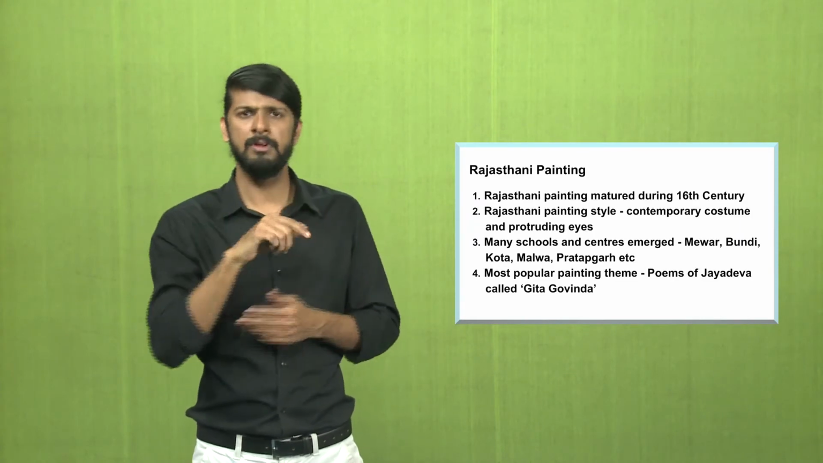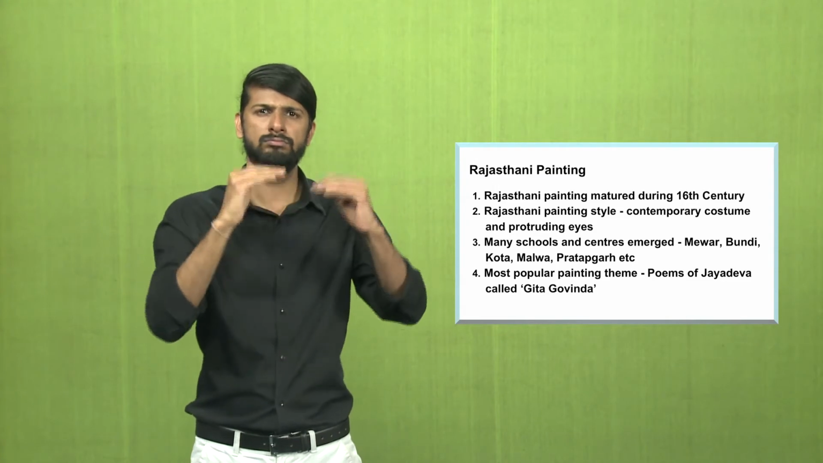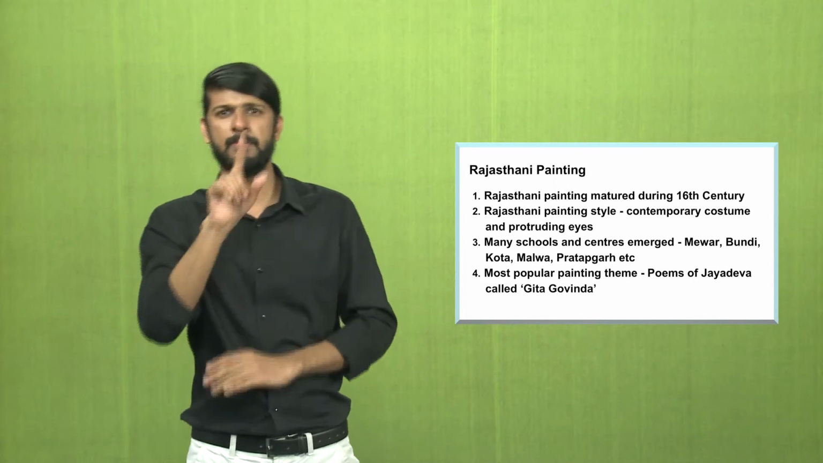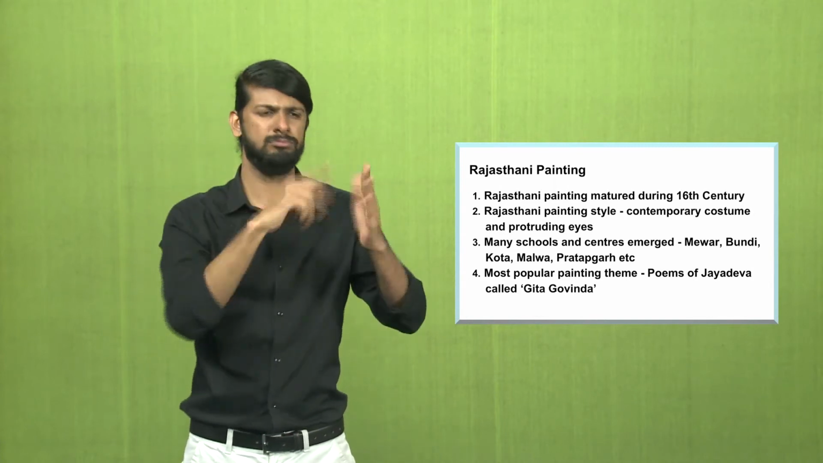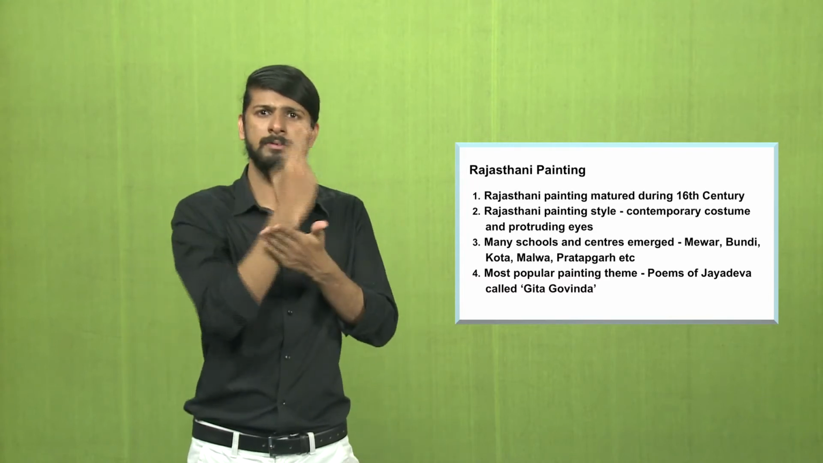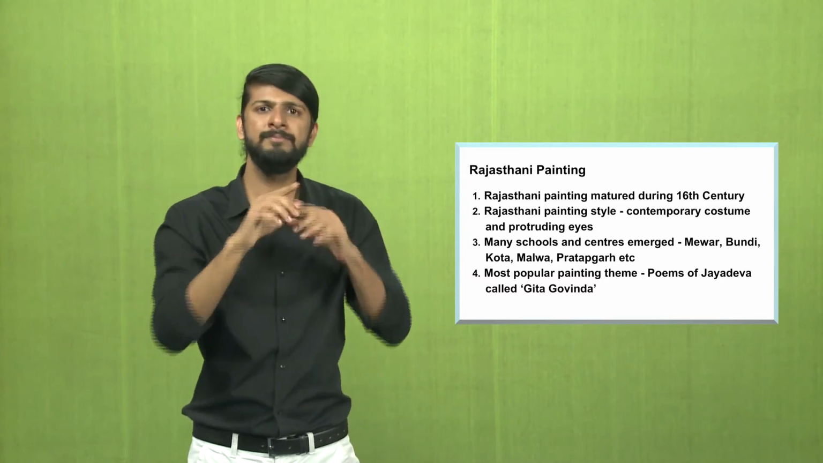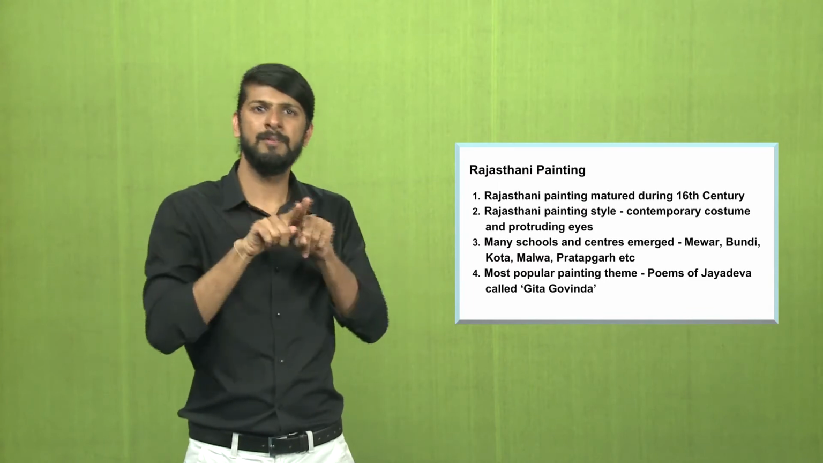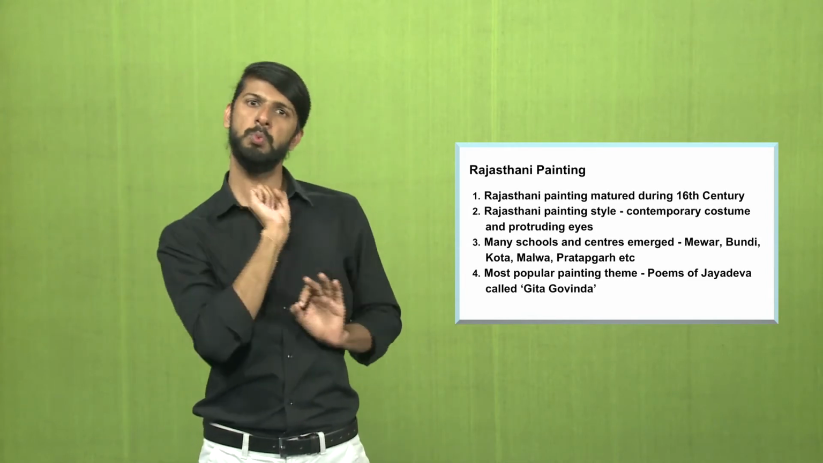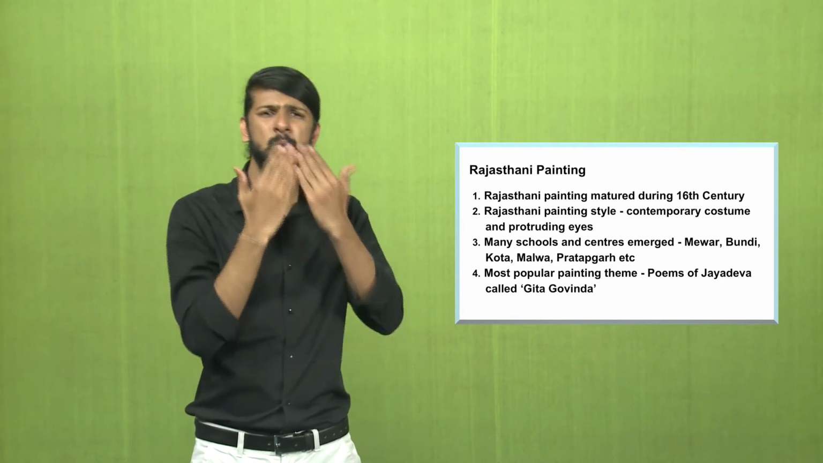Now, we learn about the background of the Rajasthani painting. Rajasthani painting matured during the 16th century. Rajasthani painting style particularly had contemporary costume, like the dress of the Todi Ragini, and protruding eyes. This was a characteristic of the Rajasthani painting.